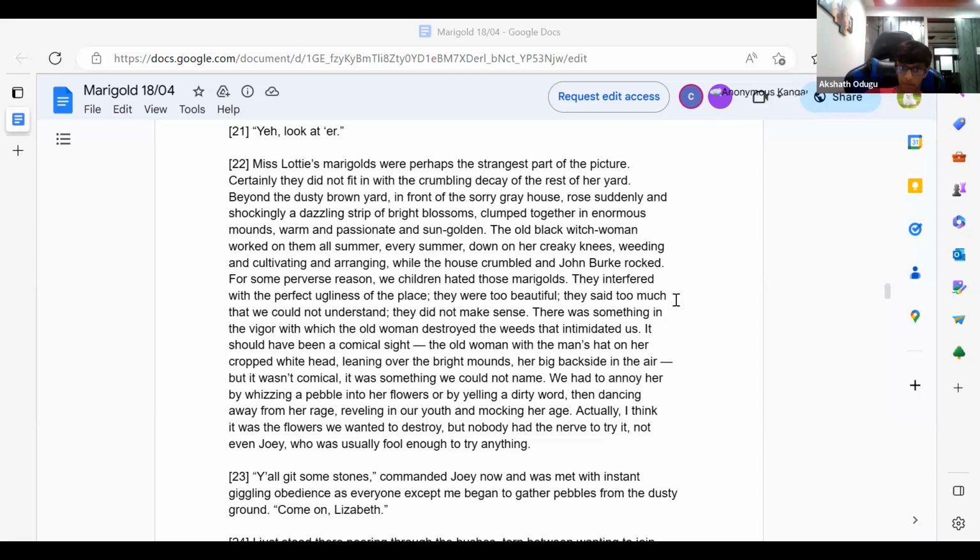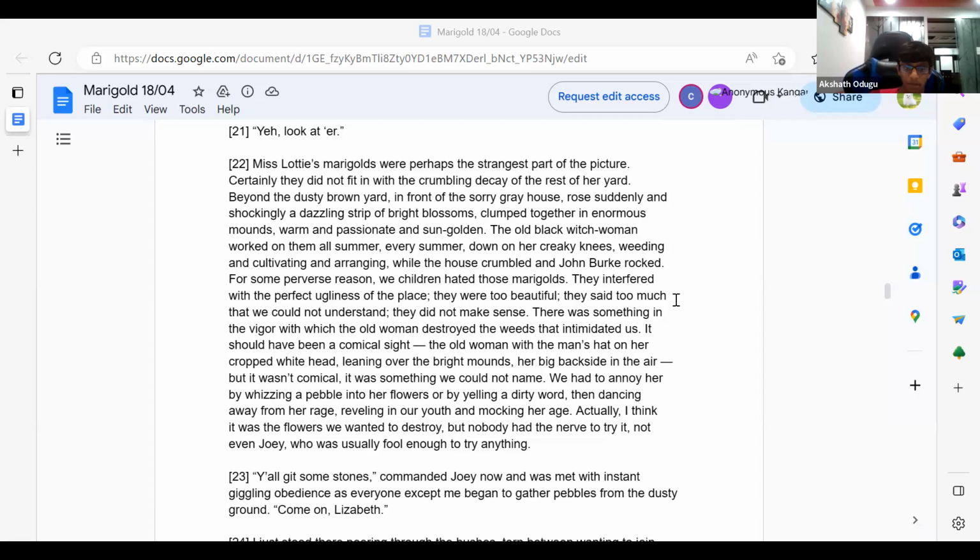For some perverse reason, we children hated those marigolds. They interfered with the perfect ugliness of the place. They were too beautiful. They said too much that we could not understand. They did not make sense. There was something in the vigor with which the old woman destroyed the weeds that intimidated us. It should have been a comical sight. The old woman with the man's hat on her cropped white head, leaning over the bright mounds, her big backside in the air. But it wasn't comical. It was something we couldn't name.